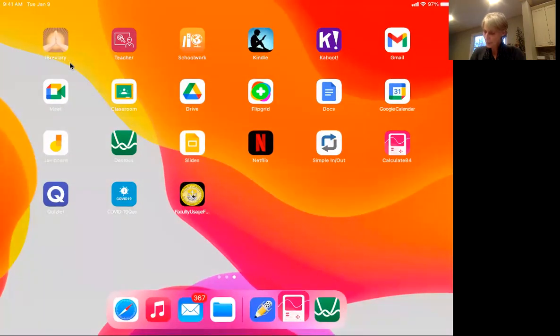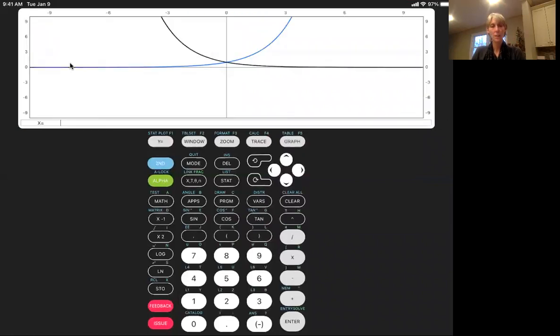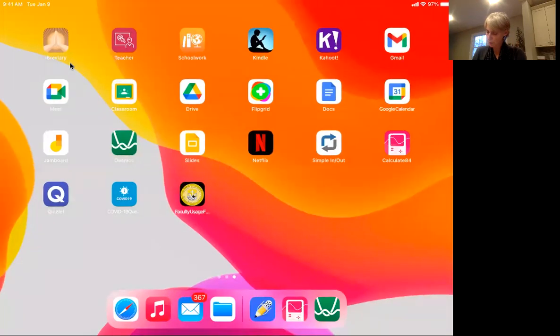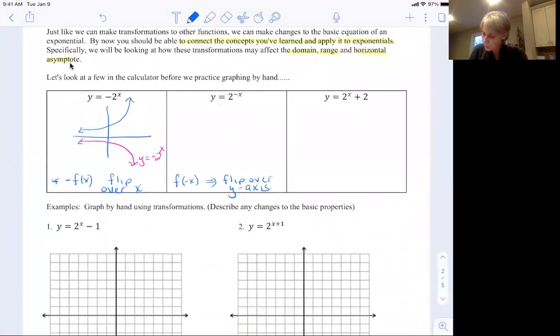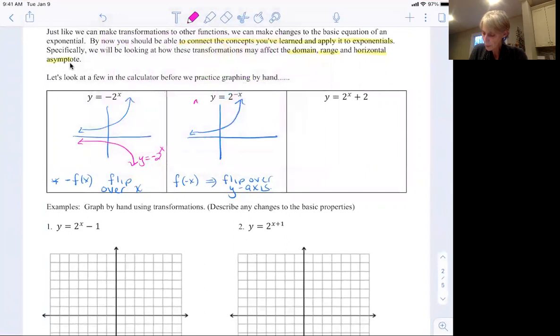I'm going to go back into my calculator. I'll clear out what was there. And now I'm going to do 2 raised to the negative x. And hopefully we'll see it flip over the y-axis. And there it did. The blue is the exponential and the black is the flipped one. Again, this is my original, and this is my flipped.